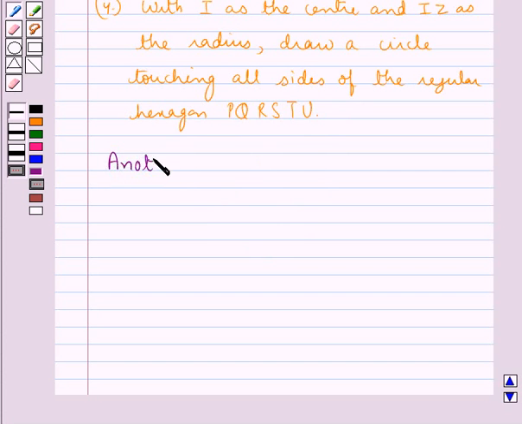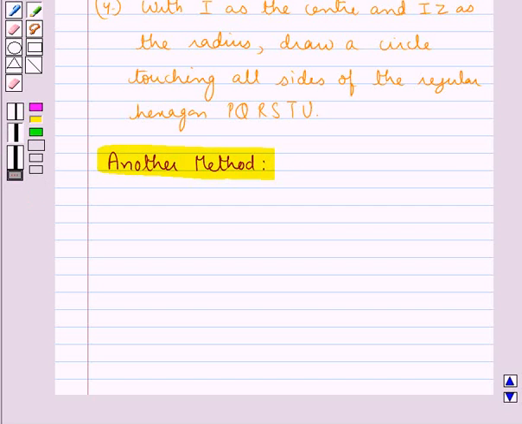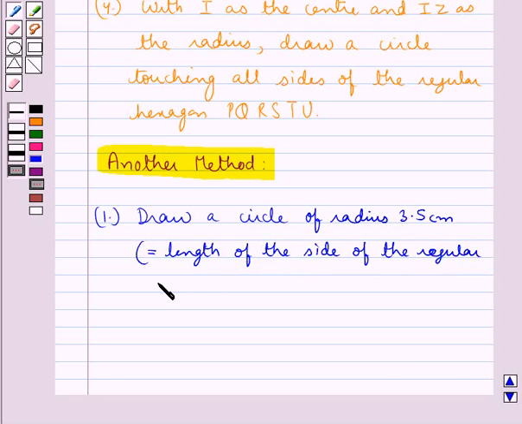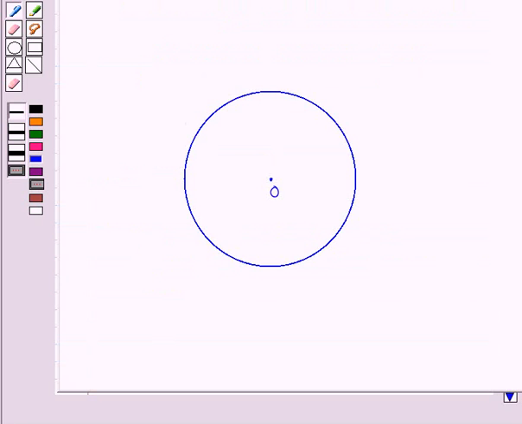Now we have another method of this construction of a circle in a regular hexagon. In this, our first step of construction would be to draw a circle of radius equal to the length of the side of the regular hexagon, which in this case is 3.5 centimeters. So, in the first step, we draw a circle of radius 3.5 centimeters, which is equal to the length of the side of the regular hexagon. So we have drawn this circle of radius 3.5 centimeters with center O.